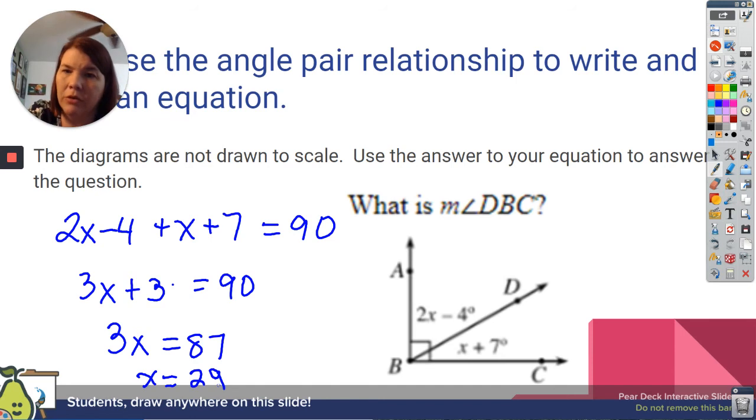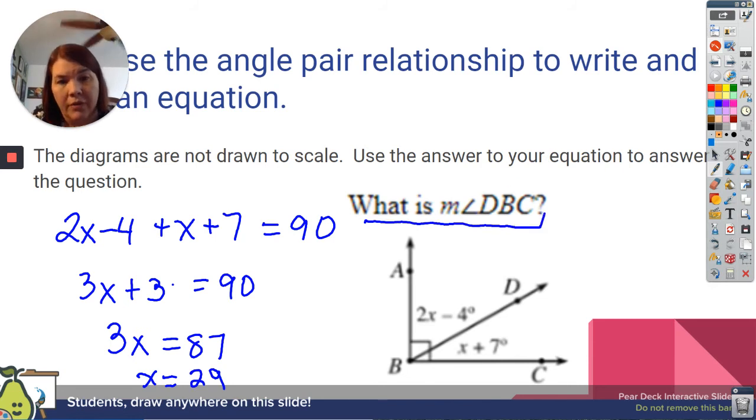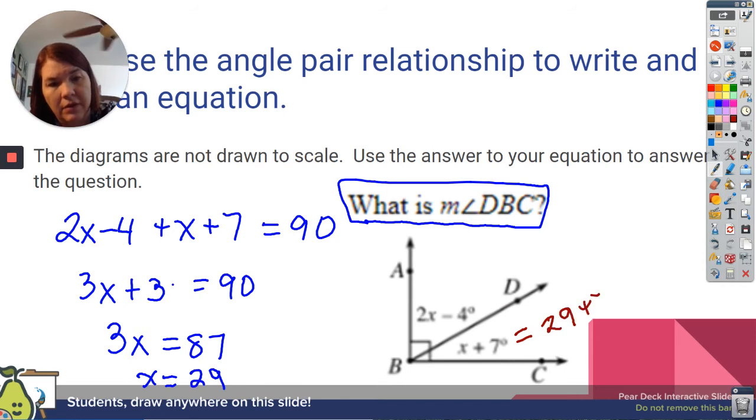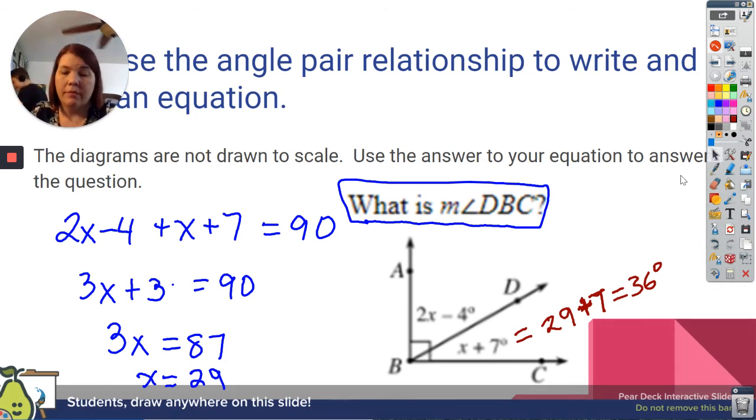And there I am. Oh wait, but I'm not finished. I've written and solved my equation. Use the answer to your equation to answer the question. What is angle BDC? So that's this one. And so I have 29 plus 7, and 29 plus 7 is 36 degrees. And so there I am. Done, no big deal. So we're going to go ahead and move on.